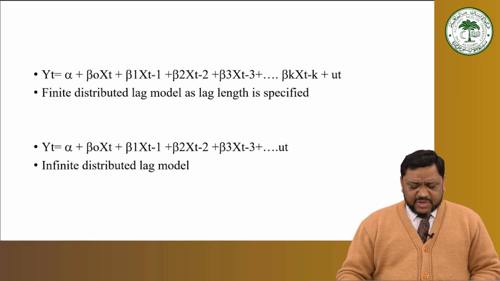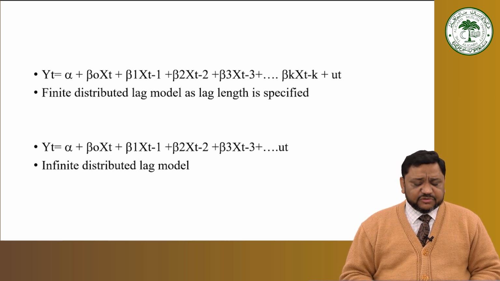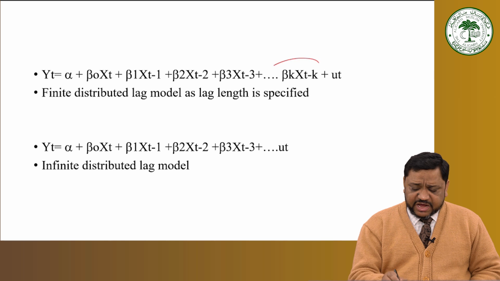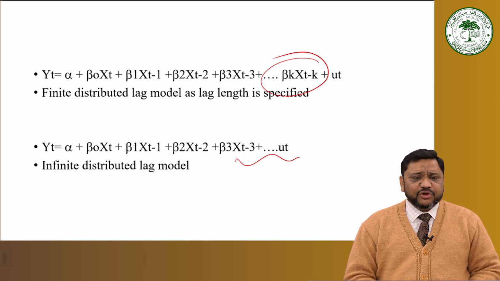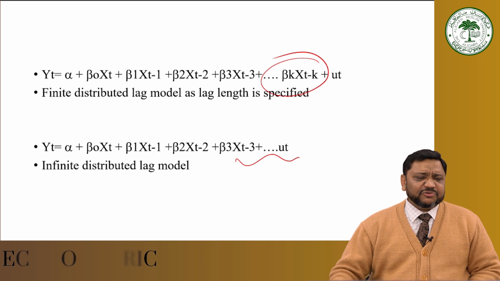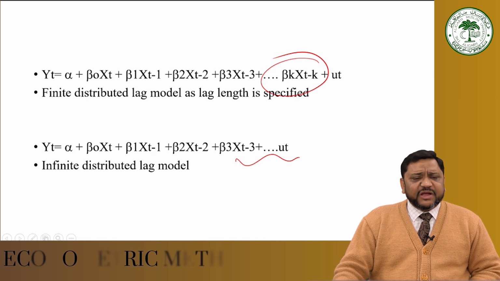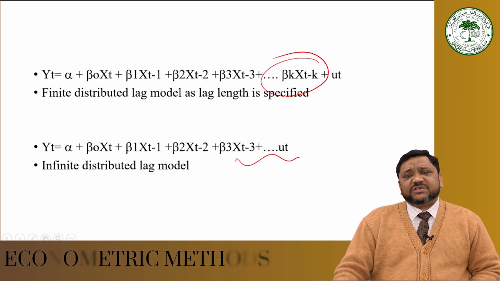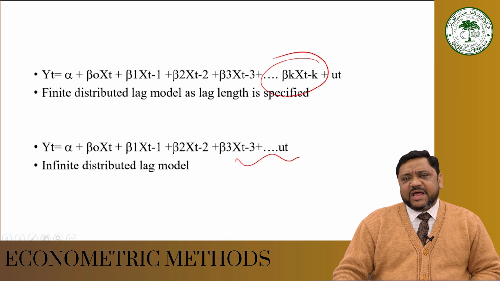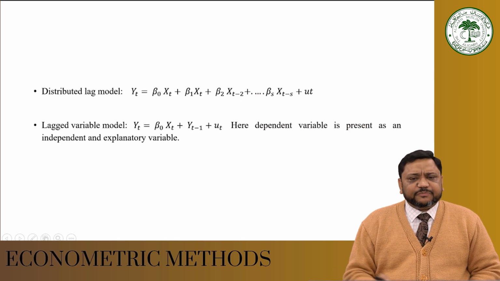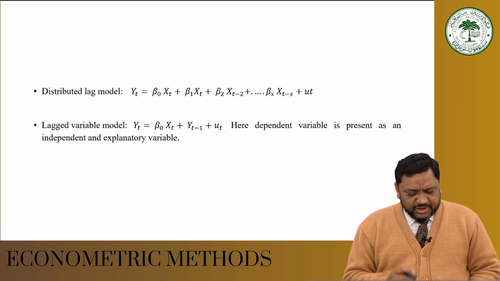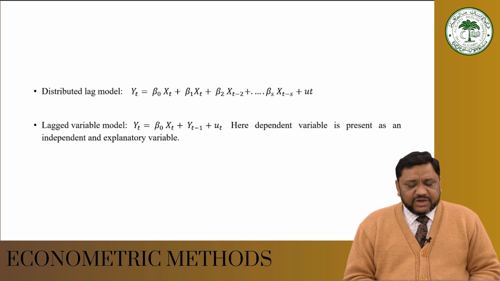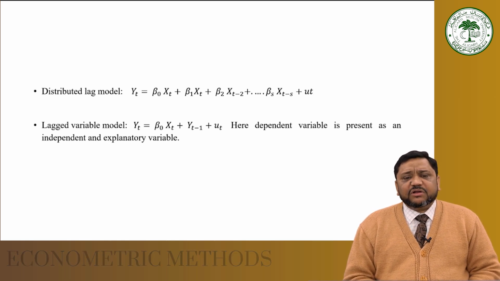Now, it can be finite. A finite one is where the last term is defined, and infinite is where you don't know what is going to be the last term, it is going to continue and continue. So, you can classify it into finite, one which has a defined lag length, or infinite. So, we come back to our discussion on distributed lag models and lag variable models.